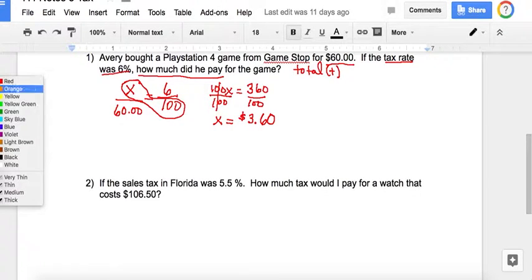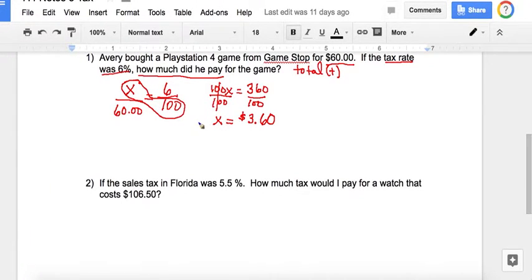So now, what does the $3.60 represent? Hopefully you said the tax. So we've got to find the total, we've got to add the tax to the cost of the game. So we know that the cost of the game is $60. So we're going to add $3.60. And when I add that together, what do I get? $63.60. So we had an extra step here we had to add because it said how much did he pay for the game, and we know that's asking for the total.